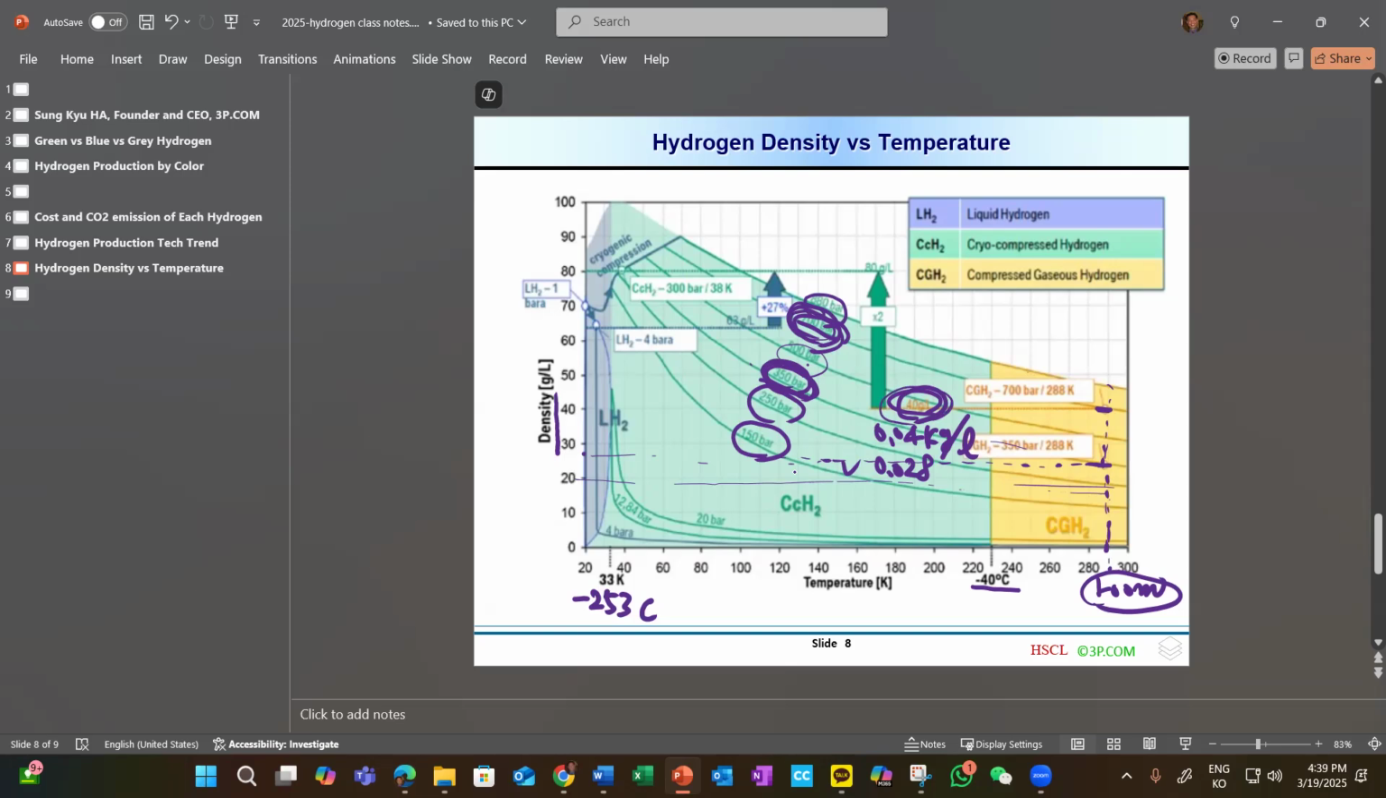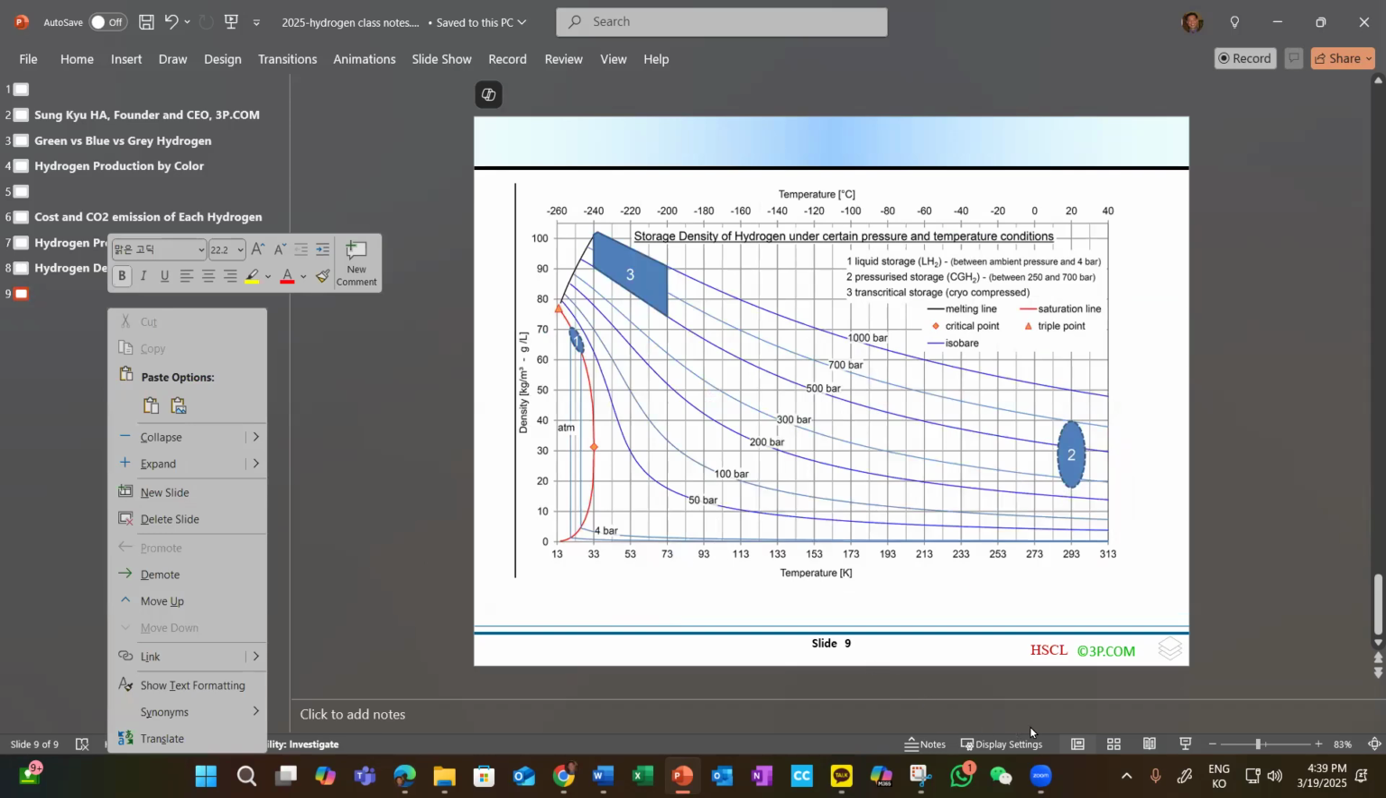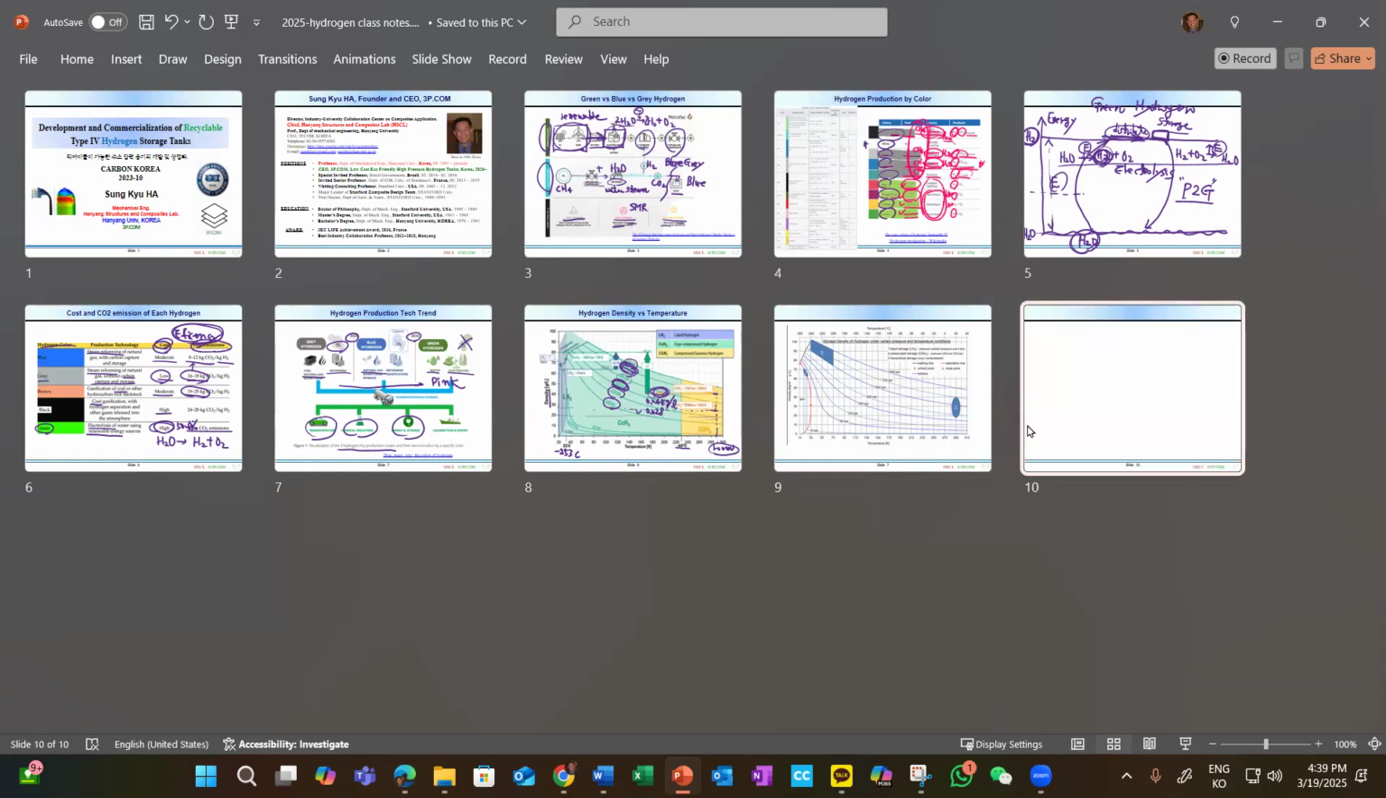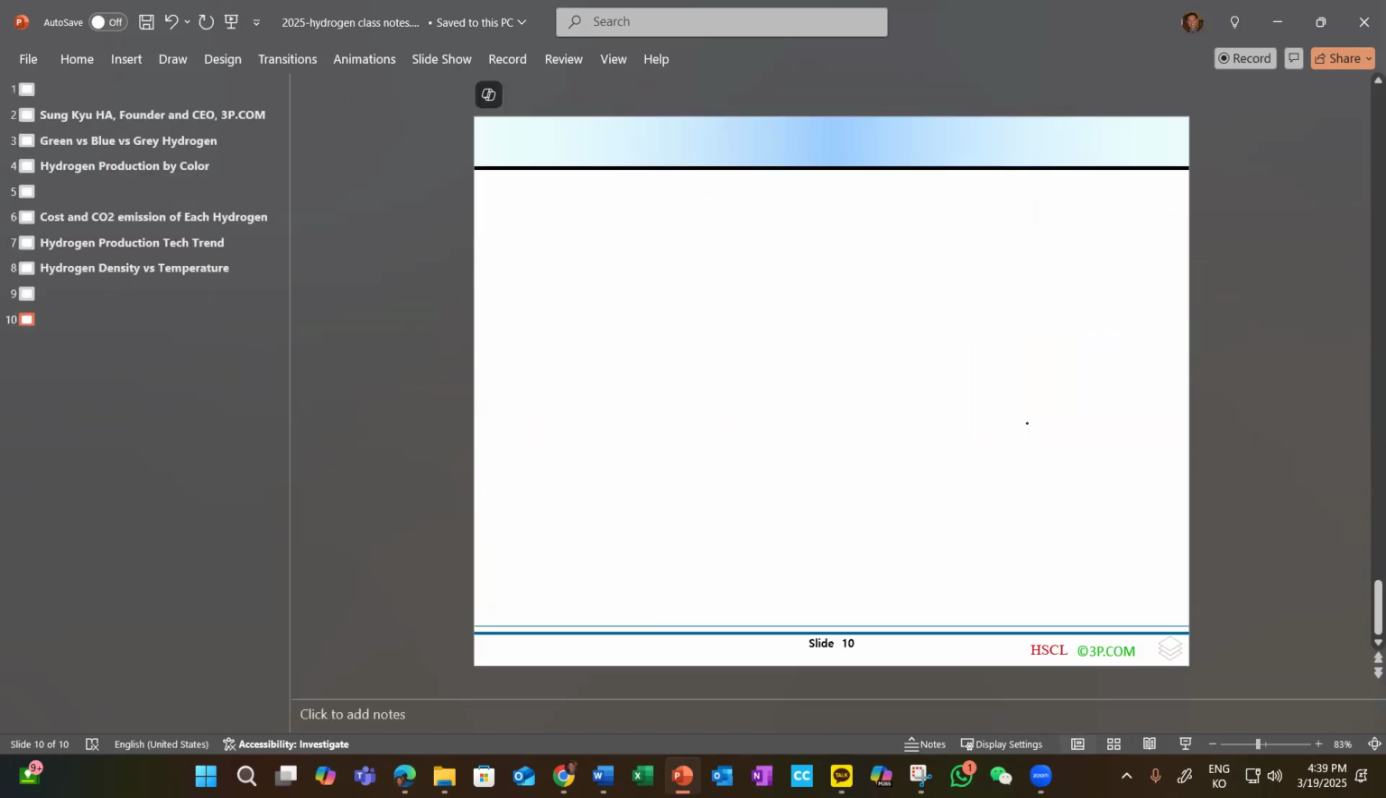This is an important number. Let's get back to this 40 grams per liter, or 0.04 kilogram. The gram means H2, per liter, under 700 bar pressure.